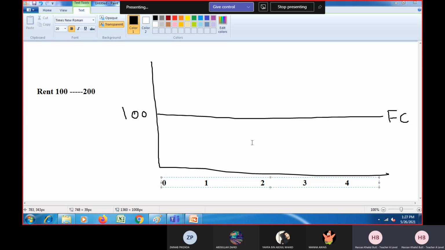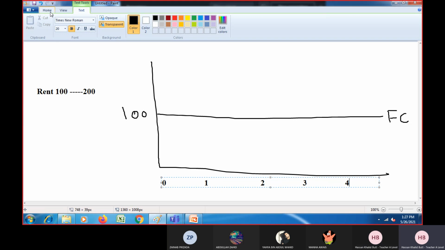Now this is fixed cost. Generally, you know that. But I'm telling you, if you hire another building and now the rent of the building is 200, what will happen? Let me show you that.